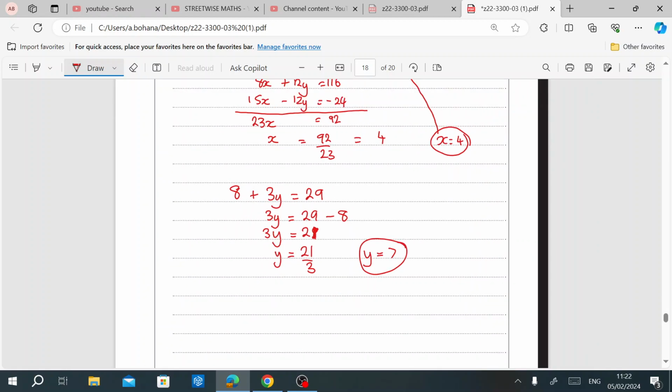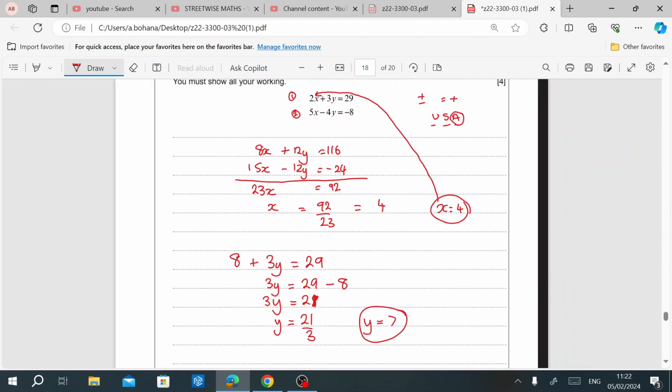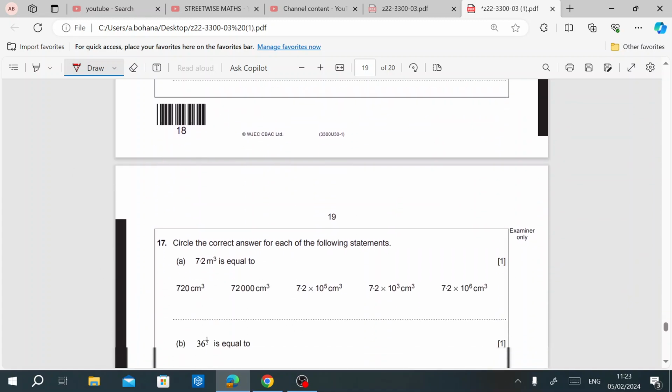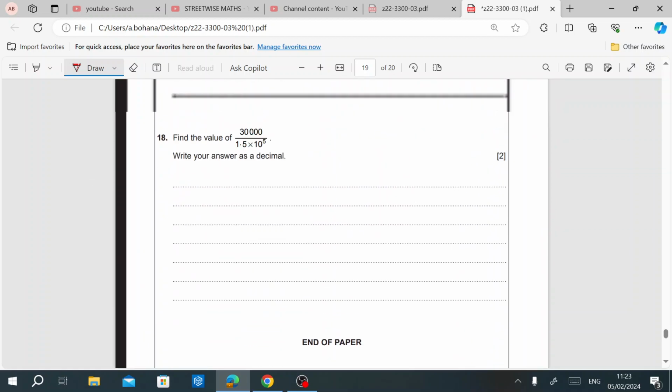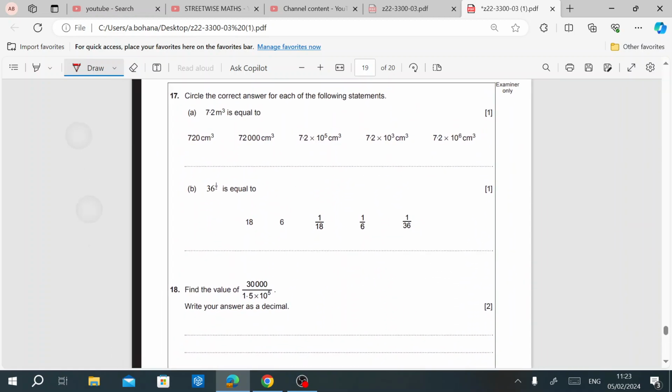And you could check these, you know, because if you put 7 into there and 4 into there, so 2 times 4 is 8. 3 times 7 is 21. So 8 plus 21 is equal to 29. So that works. Okay? And if you put it into the other one as well, it will work. And then finally, I think, yep, question 17. Right.